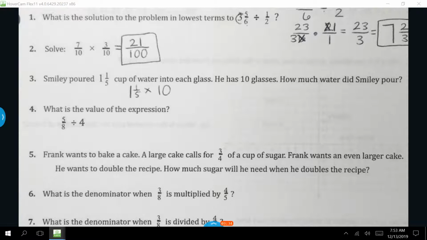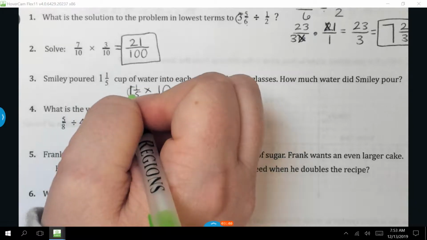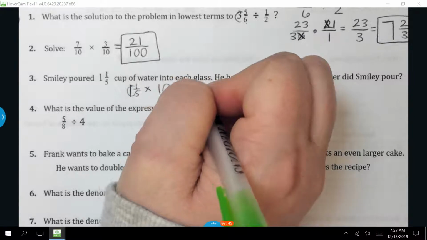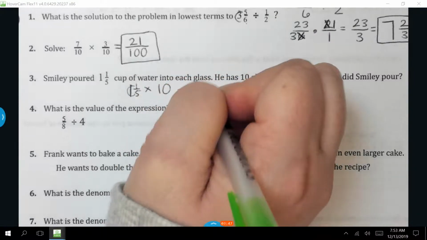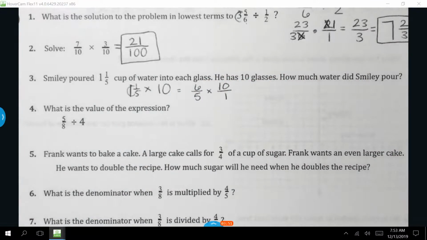In order to multiply that, what do I need to do first, Barrett? Make it improper. Okay, 5 times 1 is? 5. 5 plus the 1 is? 6. 6 over 5 times, what am I going to make the 10? 10 over 1. Okay, are there any questions on how I change that?